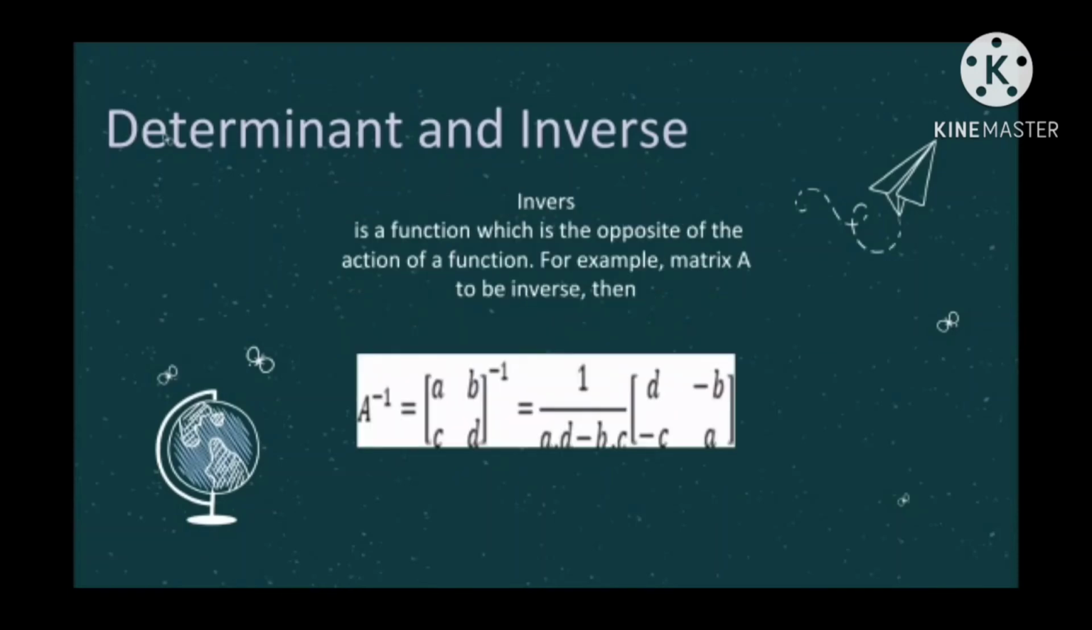Inverse is a function which is the opposite of the action of a function. For example, for matrix A = [A, B; C, D], the inverse A to the power of minus 1 is 1 over A times D minus B times C, times the matrix D, minus B, minus C, A.